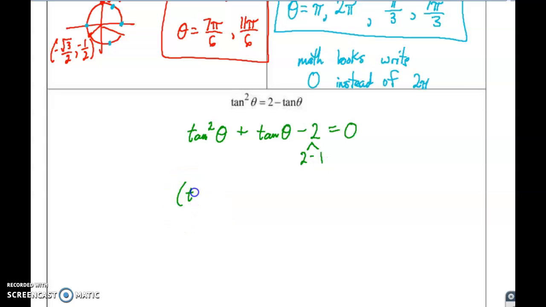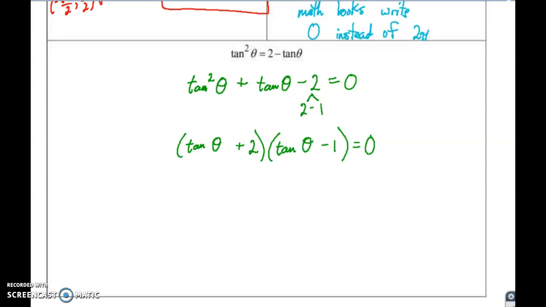So, it does take practice. So don't think that you can't figure it out just by looking at it. Or if you need to change tangent to be x, so x squared plus x minus 2. And then, I guess, go back and replace tangent for x. Now, you can identify that tangent of theta must equal negative 2, or tangent of theta is equal to 1.